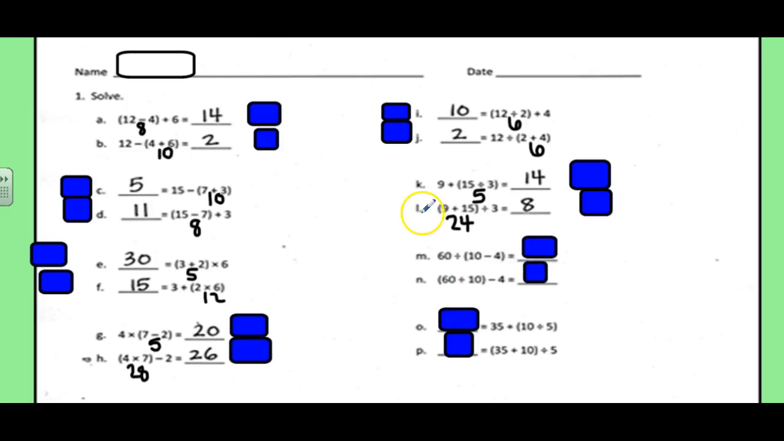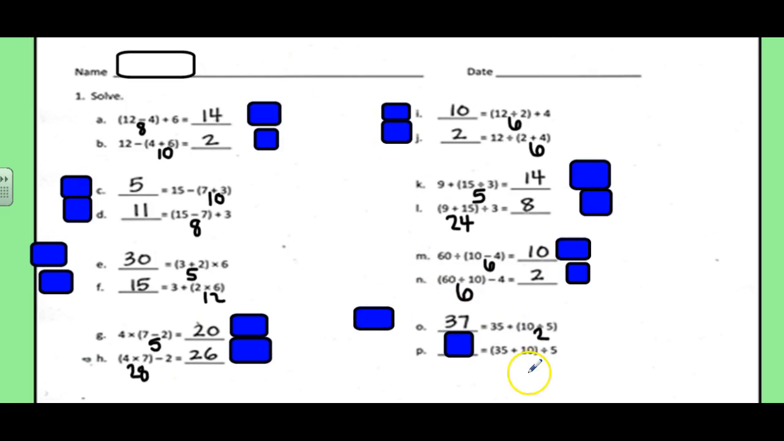I know that 10 minus 4 is going to give me 6. And I know that 60 divided by 6 is going to give me 10. I know that 60 divided by 10 gives me 6. And I know that 6 minus 4 gives me 2. On O, 10 divided by 5 is 2. And 35 plus 2 is 37. I know that 35 plus 10 is 45. And I know that 45 divided by 5 is 9.